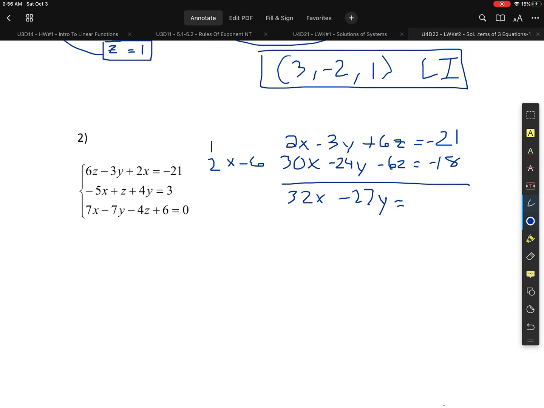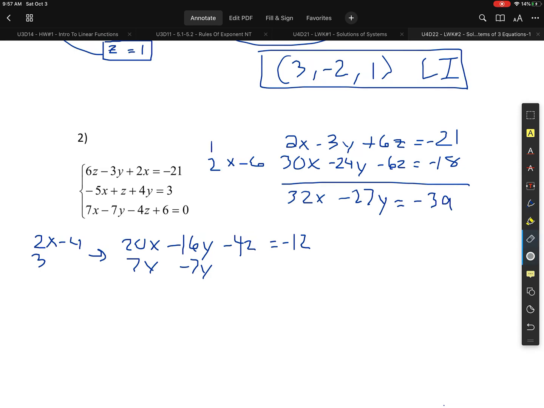27y equals negative 39. So now I gotta eliminate y. I gotta eliminate z again. So I'm doing this situation with equation 2 and 3. So equation 2 in this problem, I'm multiplying by negative 4. So I'm going to have 20x minus 16y minus 4z equals negative 12 over 7x minus 7y.